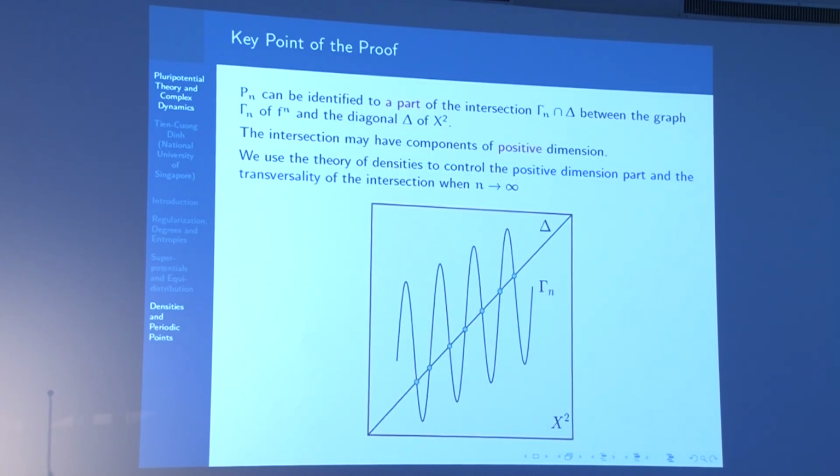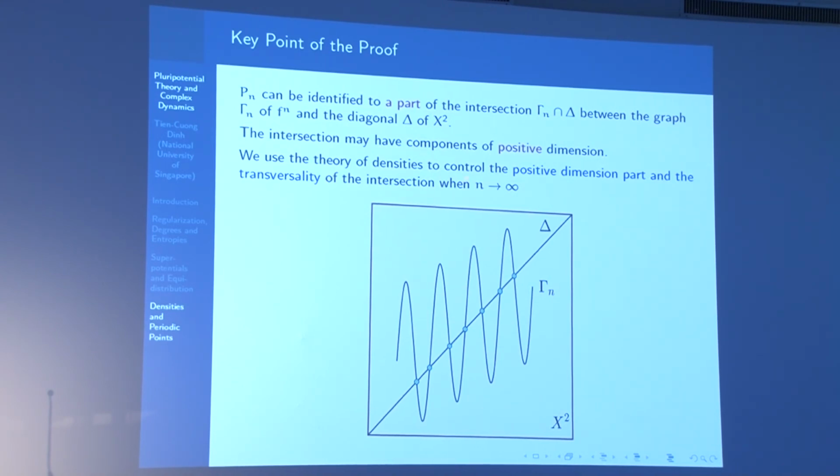In this picture, you see the main idea of the proof. Gamma n is the graph of Fn, and Pn is a part of the intersection of gamma n with delta, because we are looking for periodic points. You might have some varieties of positive dimension, but we don't consider these varieties here. Then we study this object using the theory of densities. You consider the current given by gamma n and another current given by delta, and you develop the theory.